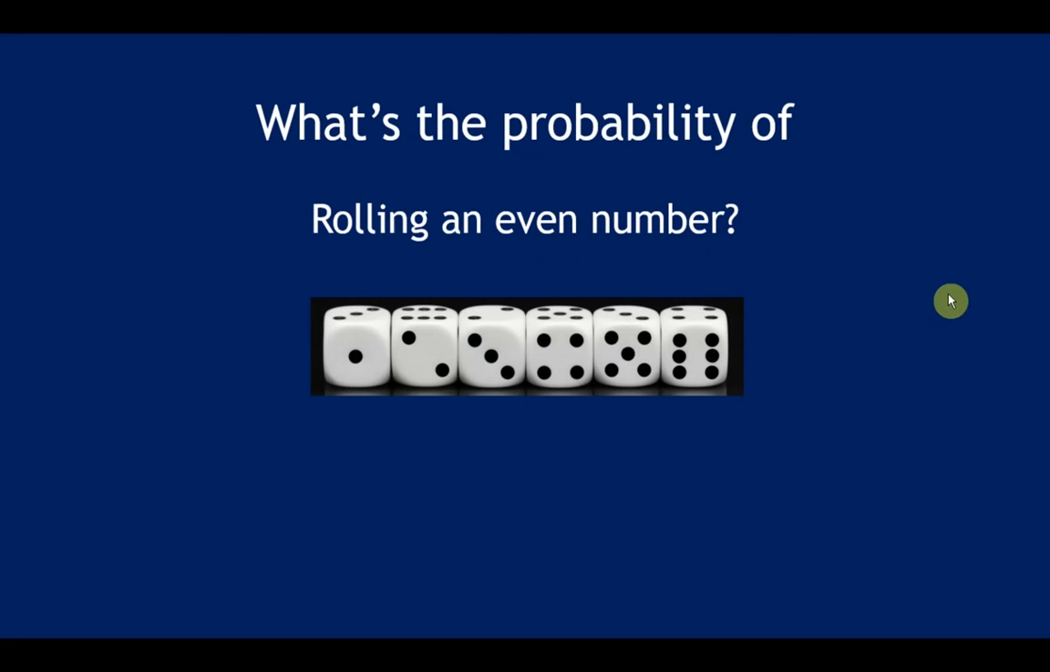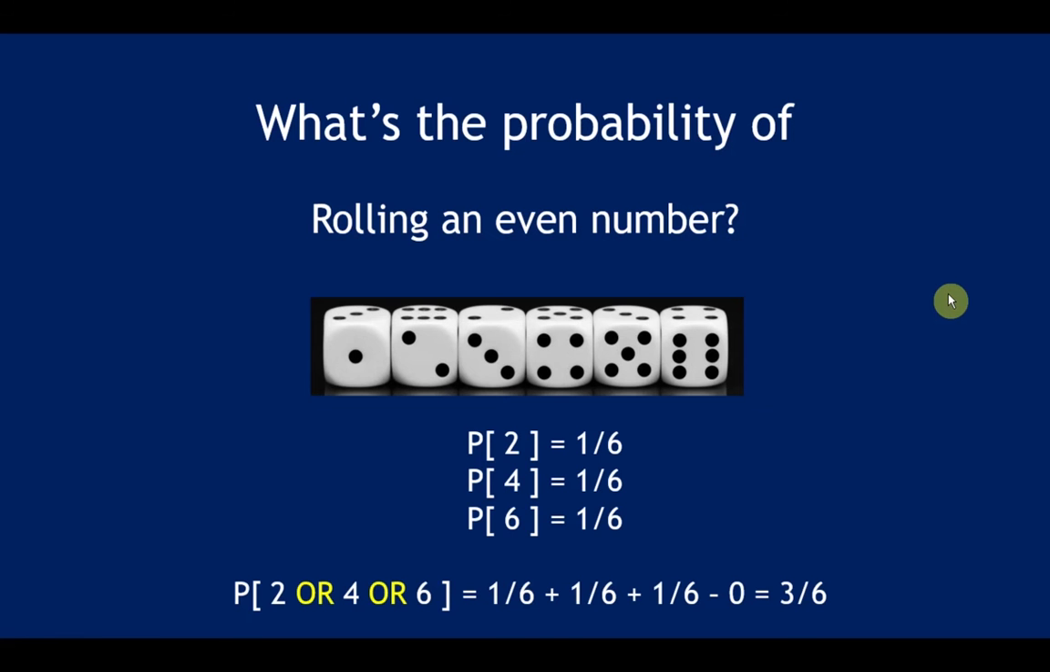Next, what's the probability of rolling an even number? Well, again, this is really straightforward. Even numbers are 2, 4, 6, and these events don't overlap with each other. So you would just add them up and subtract 0 because we have no overlap, and the answer is 3/6.